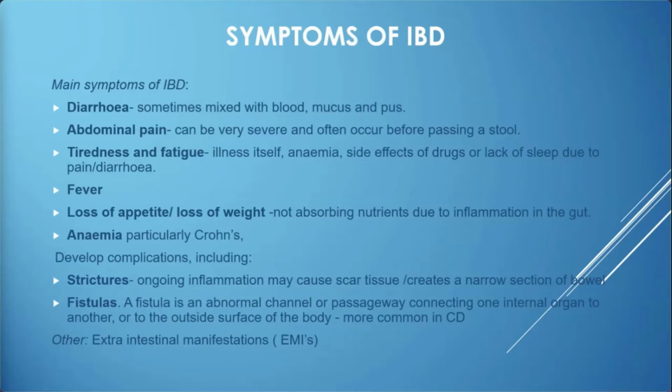Fever, loss of appetite and loss of weight from not absorbing nutrition due to inflammation in the gut, anemia particularly in Crohn's, developing complications including strictures, where ongoing inflammation may cause scar tissue which creates narrow sections of the bowel which leads to stricturing disease. Fistulas. A fistula is an abnormal channel or passageway connecting one internal organ to another or to the outside surface of the body, and these are more commonly seen in Crohn's disease, and other extra-intestinal manifestations.